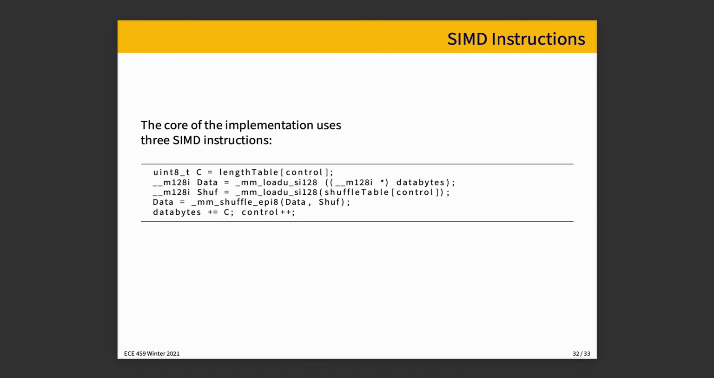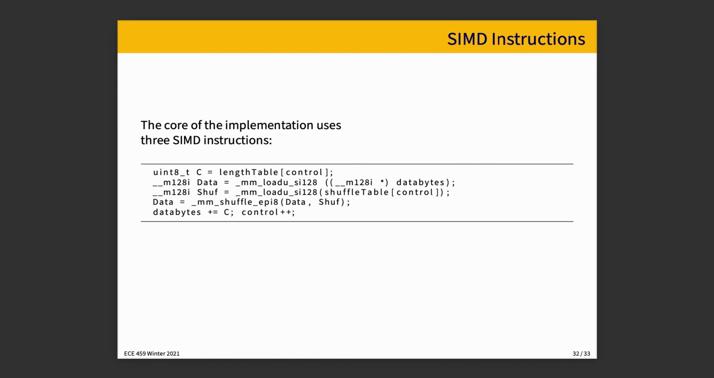And the core of the implementation does something like this, that we get a value from the length table based on the control stream, and then we increment our control byte at the end, which will, of course, be used to figure out what goes on next. In the meantime, we load our data into a 128-bit register. That's why there's a double underscore M128I. It is one of those implementation-specific types. This is a C++ implementation, but you can do the same thing in SIMD.